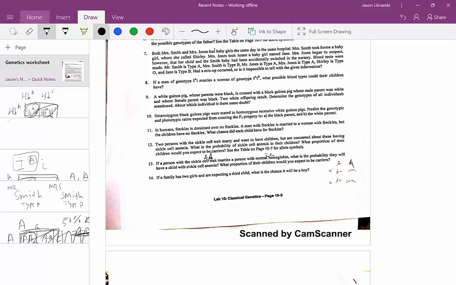Okay, so if a person with sickle cell trait marries a person with normal hemoglobin, so this is going to be HbA, HbA, and the sickle cell trait is going to be HbA, HbS. What's the probability they will have a child with sickle cell anemia? What proportion of their children would you expect to be carriers?